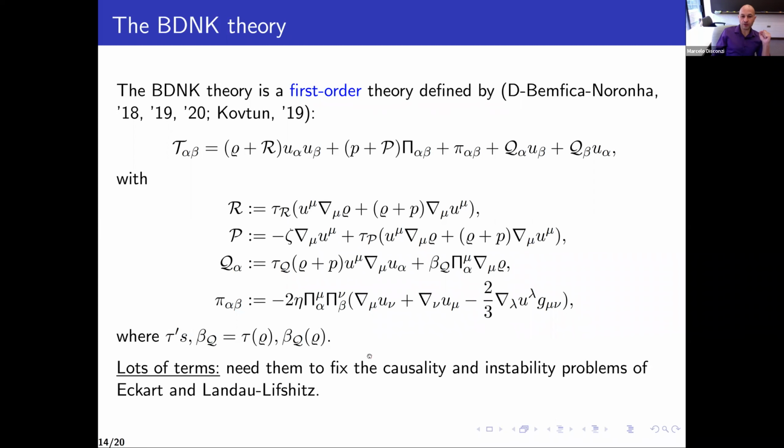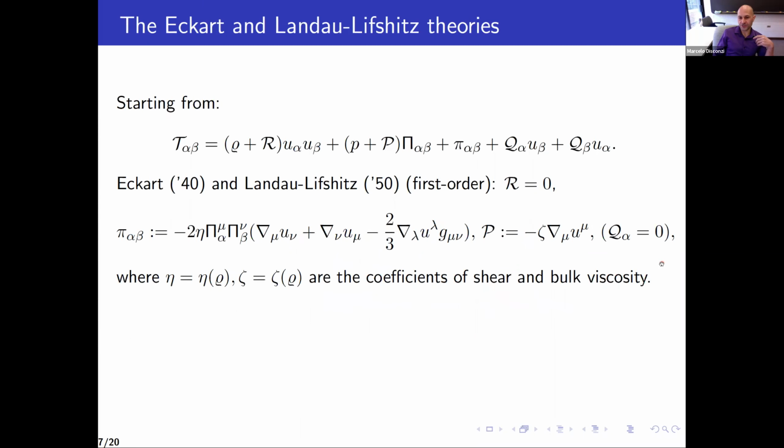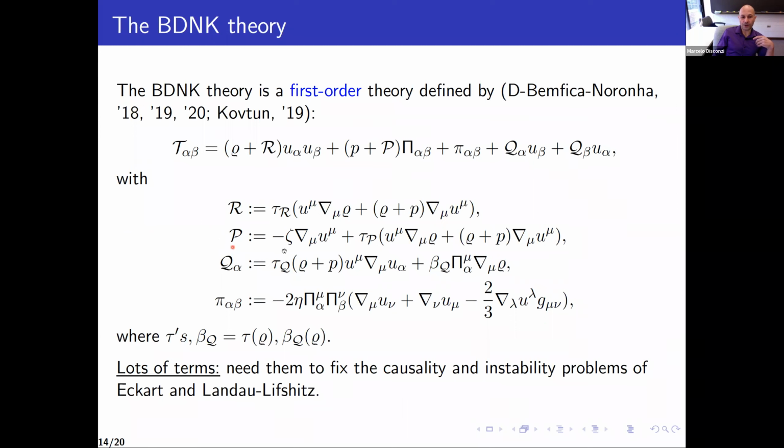Now, as a matter of comparison, this first order theory has many more terms compared to the Eckart and Landau-Lifshitz theory. Just as a simple comparison, if you go back to Eckart and Landau-Lifshitz, for example, the viscous correction to the pressure here is given only by the divergence of the velocity. In BDNK, the viscous correction to the pressure still has the same term, the divergence of the velocity, but has all these other terms appearing here. So it's something much more complicated, but we need all these more complicated terms to fix the causality and instability problems of Eckart and Landau-Lifshitz.